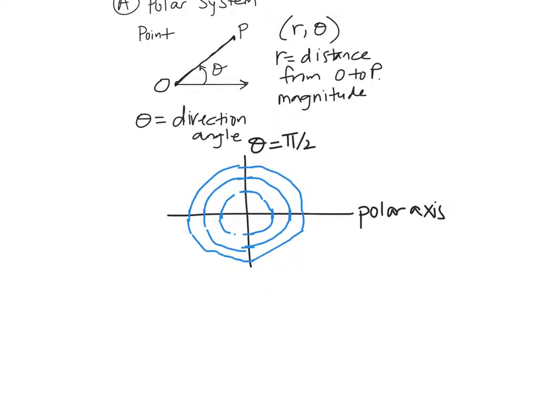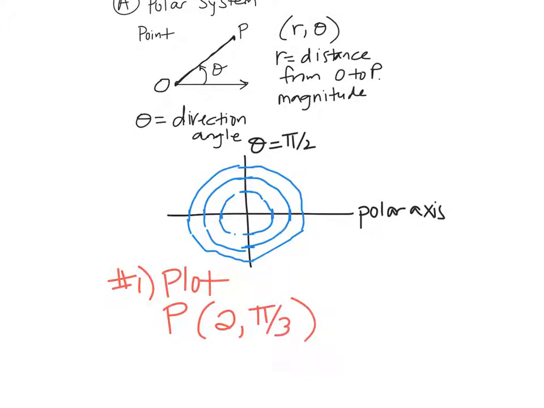So here we go. Number 1. I'm going to plot a bunch of points on here. I'm going to plot point P. I'm going to call P the point (2, pi over 3). What that means is r is 2, so the distance from the origin is 2 at an angle of pi over 3. So you've got to be pretty good at your angles in radians and degrees. I'm going to go out to the second circle, because that's a distance of 2 from the origin all the way around, and I'm going to go to an angle of pi over 3. And I'm going to plot my point, and that would be point P, right there. Do you see that? So r is the distance from the origin, so I end up on circle 2 at an angle of pi over 3.